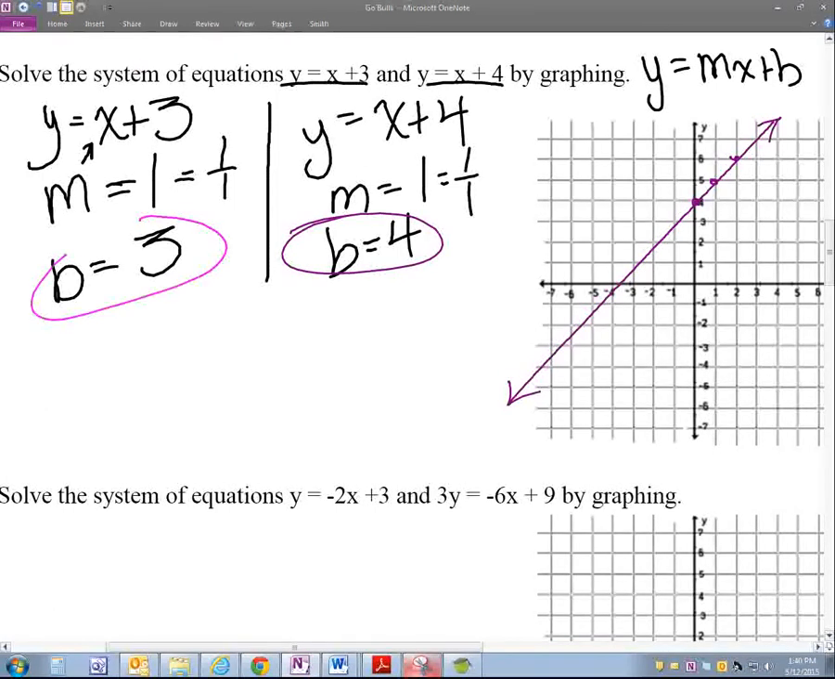Okay, this one's going to be pretty in pink. This one's at 3. It's up 1 over 1. Up 1 over 1.